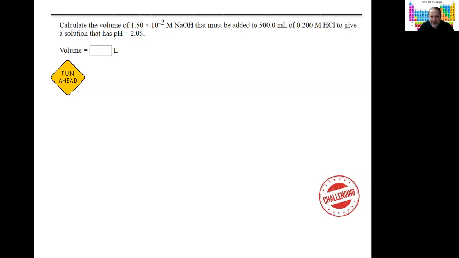Well, this general chemistry student is going to help you solve this challenging OWL problem. I always think it's easier, but it's pretty hard. Calculate the volume of sodium hydroxide, a strong base, that must be added to the strong acid to give a solution of pH 2.05. The challenge in this is that there's a variable volume. And so how do we get started?